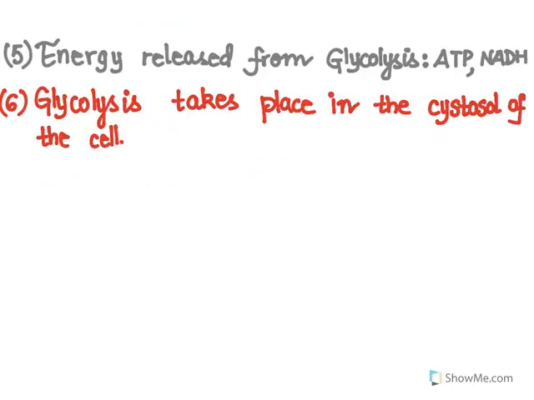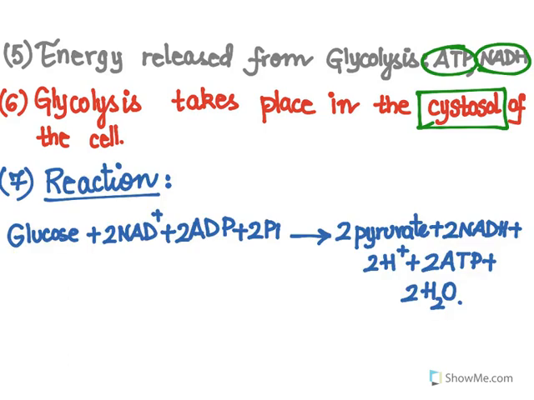Now, the energy released from glycolysis is in the form of ATP. Remember, ATP is adenosine triphosphate, the energy currency of the cell, and NADH. Now, the next point is where glycolysis takes place. It takes place in the cytosol of the cell.